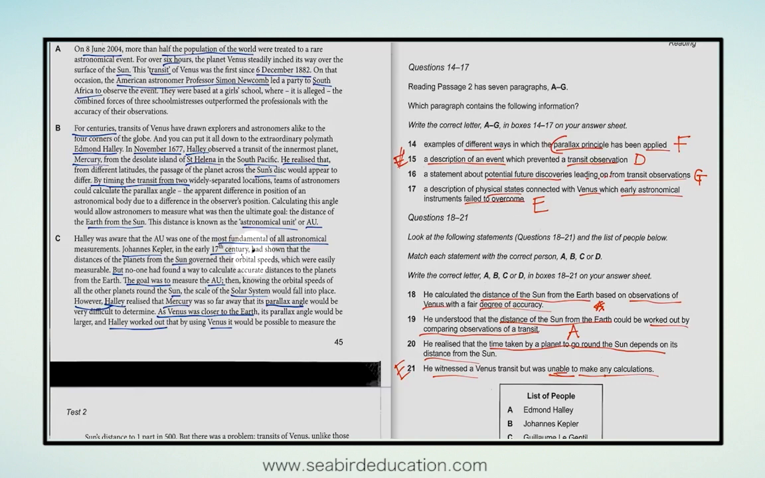Okay, well here we've got past perfect, which is talking about the earlier. So this is later, this is earlier. In the 17th century, Kepler had shown that the distances of the planets from the sun governed their orbital speeds, which is easily measurable. So he worked it out. Wow, it's tricky to tell him to work it out. But that's Kepler. Oh, goodness.